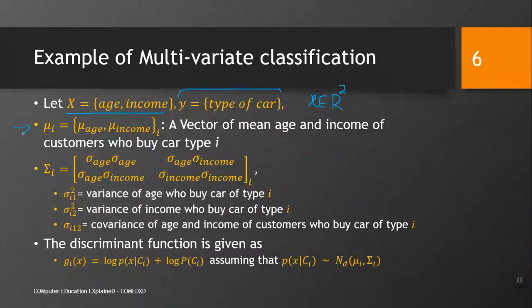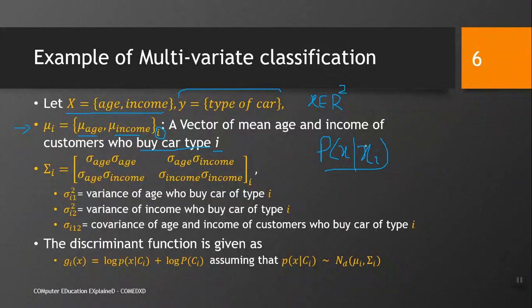As we have discussed in the previous slide, we would have 2 means, one for age and one for income. A vector of mean age and mean income of customers who buy a car of type i. So, this expression tells that a vector of 2 means, mean age and mean income, and this i says that of those people who buy a car of type i. This is something like this: probability of X given Ci. This is a similar kind of thing, right?